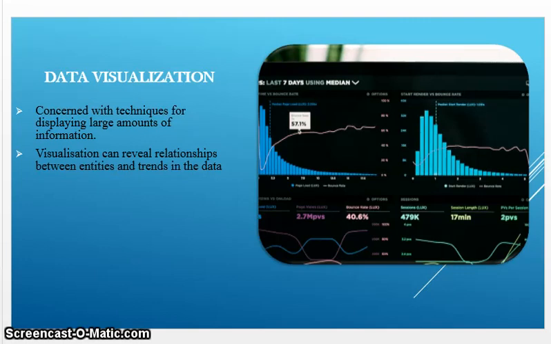Next, data visualization in user interface design is concerned with techniques for displaying large amounts of information. The main goal of data visualization is to make it easier to identify patterns, trends, and outliers in large data sets. The term visualization is often used interchangeably with others, including information graphics, information visualization, and statistical graphs.